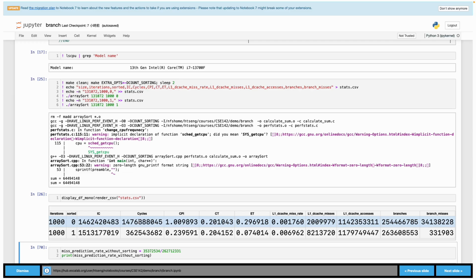But what really makes a difference is the amount of branch prediction misses, which is reduced by a factor of 100. It was somewhere like 34 million, but right now it's just like 300K, right? So you reduce the number of mispredicted branches by a huge amount because you sorted the data. And that translated to this 4 times speedup.